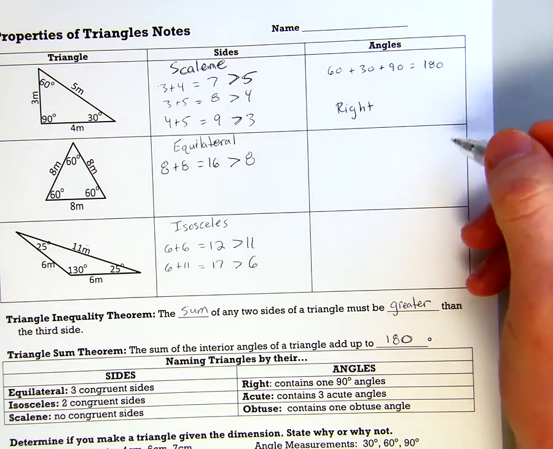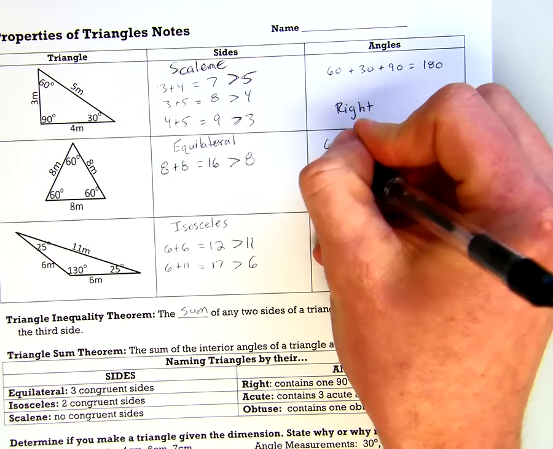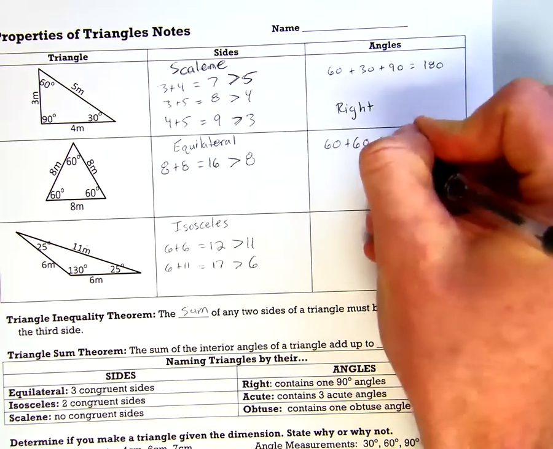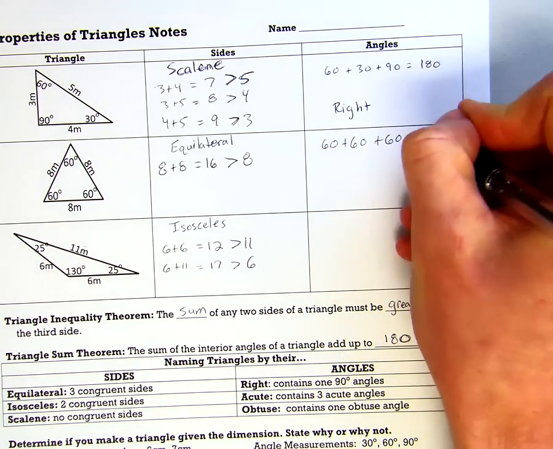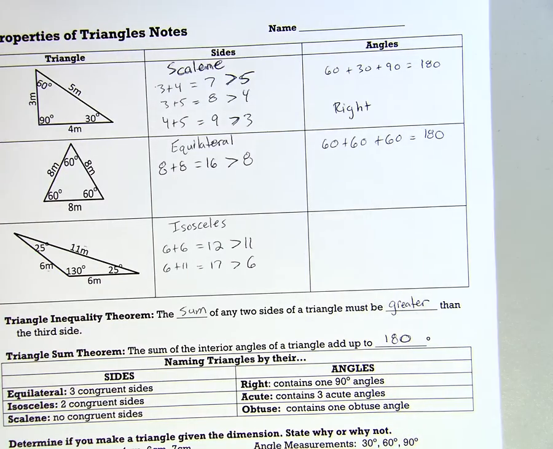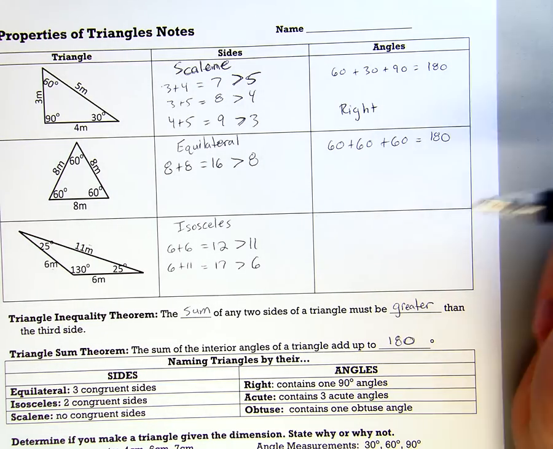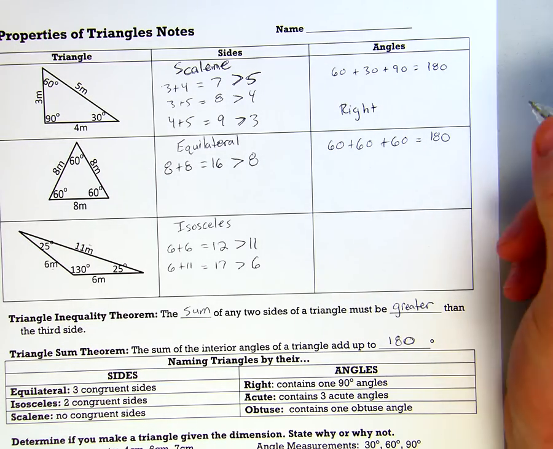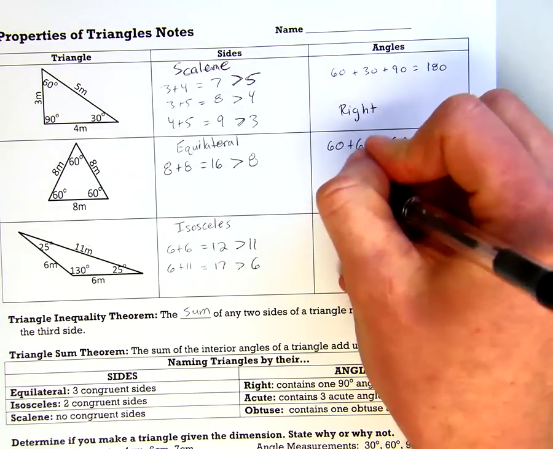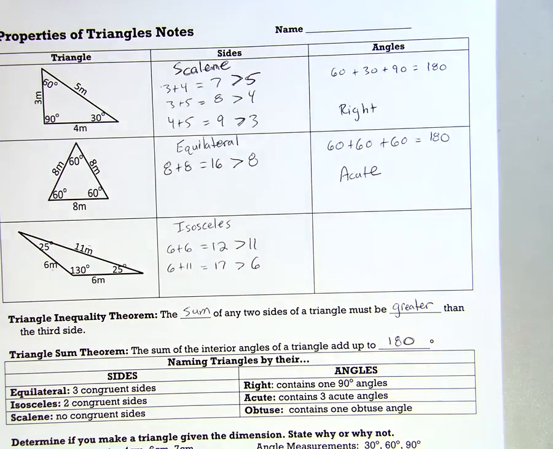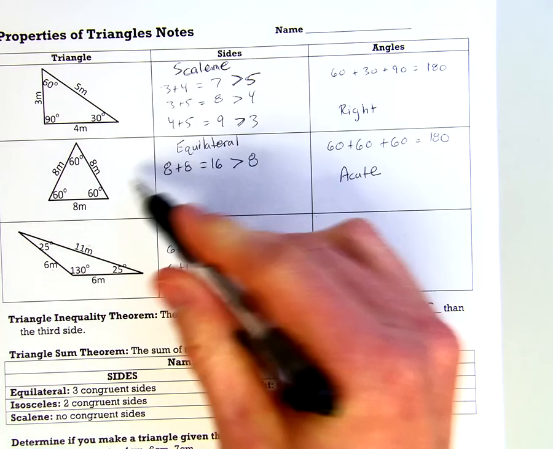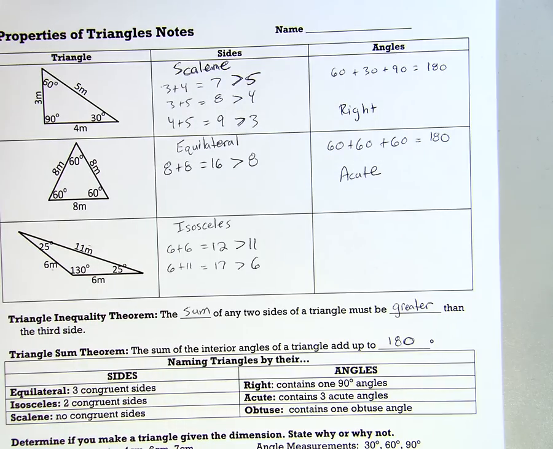Alright, the next one we have, let's check and see if it adds up to 180. 60 plus 60 plus 60, and we have 180. Okay. So it does work. In any triangle where all the angles are less than 90 degrees, we call it an acute triangle. Also, an equilateral triangle is always going to be an acute triangle.